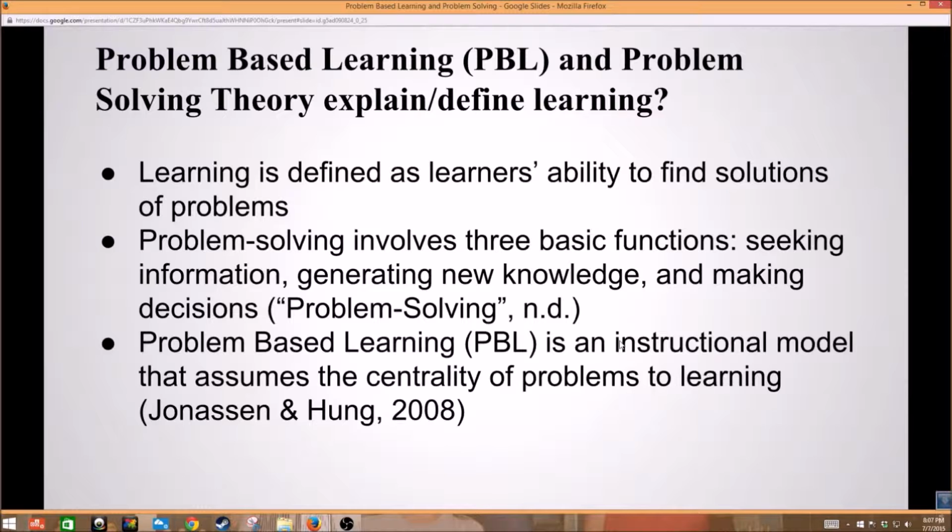Problem-based learning, or PBL, is an instructional model that assumes the centrality of problems to learning. From these points, we can conclude that problem-solving theory is the umbrella under which problem-based learning falls. Both of them have problem-solving as the outcome of learning. In problem-based learning, students use triggers from the problem case or scenario to define their learning objectives.